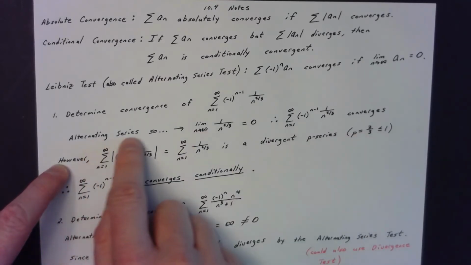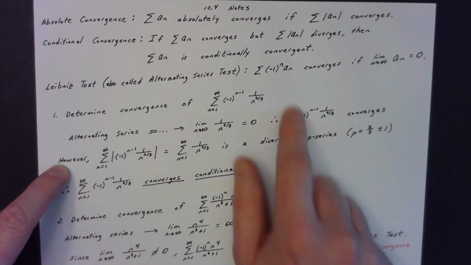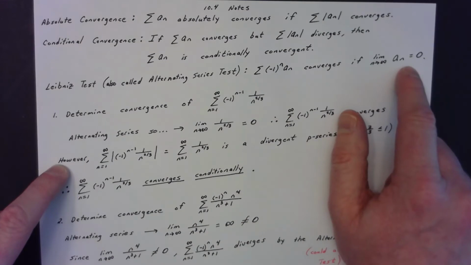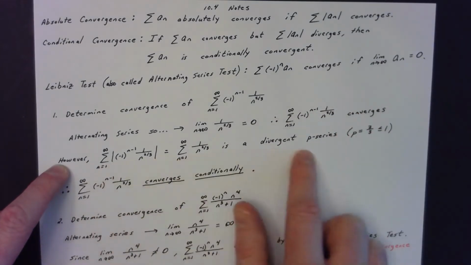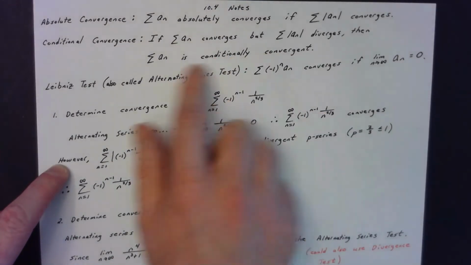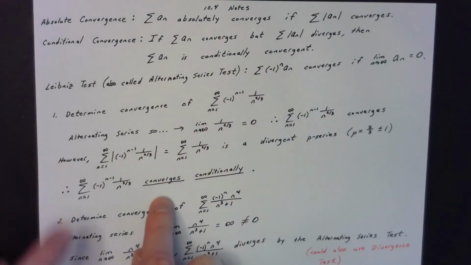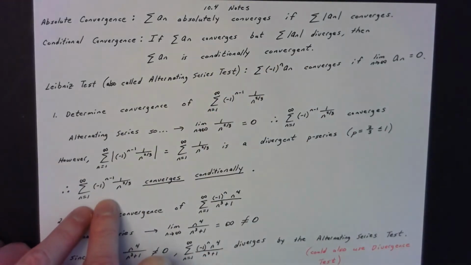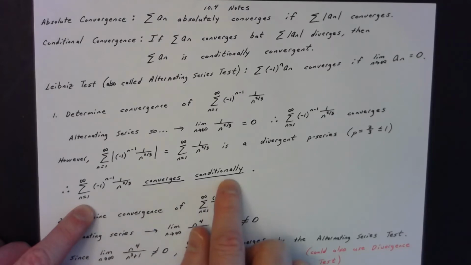Well, I showed in the first step that the series converges due to the alternating series test. However, if you're looking at the absolute value of the series, it's a divergent p-series. Well, this is the whole concept of what I talked about up here about a series being conditionally convergent. Therefore, this series, negative 1 to the n minus 1 times 1 over n to the 2/3, converges conditionally.